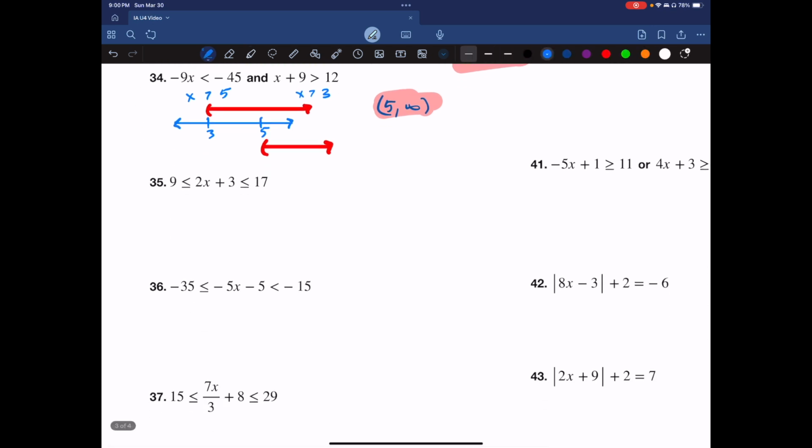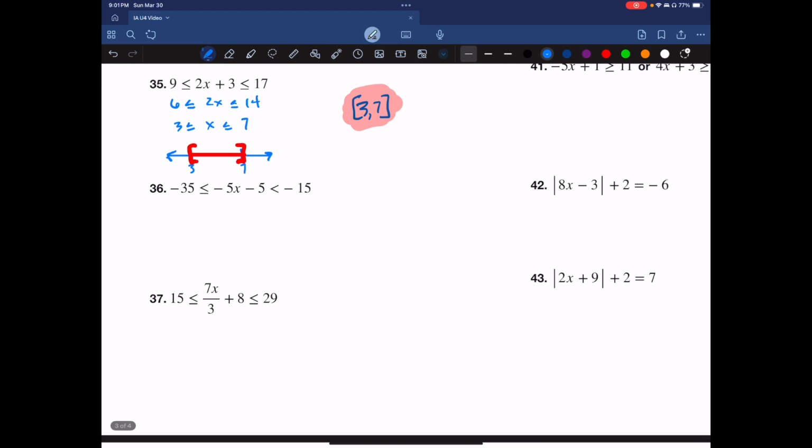Right. Number 9, or sorry, number 35. I'm going to subtract 3 from everywhere. And that's going to give me a 6 less than or equal to 2x less than or equal to 14. And then I'm going to divide by 2. And because I'm dividing by a positive 2, I can leave my signs alone. But this is going to be 3 less than or equal to x less than or equal to 7. And from here, I graph. And because it's a compound inequality like this, I'm going to put my graph on the same level. So this will be 3, 7, bracket, bracket, 3 in between. So that's going to be 3, comma 7, bracket on both sides. And that's your interval.